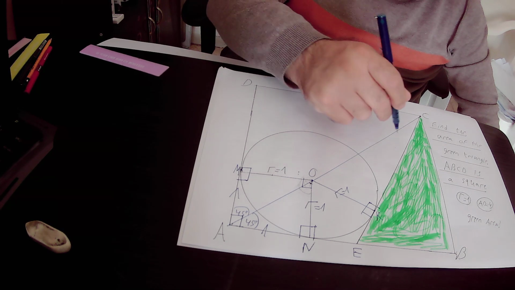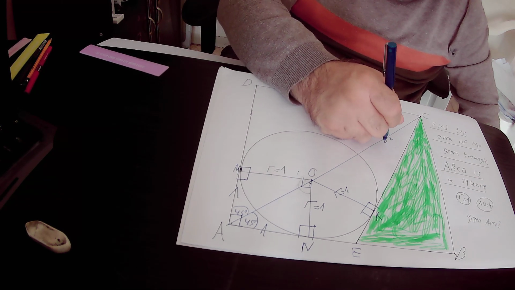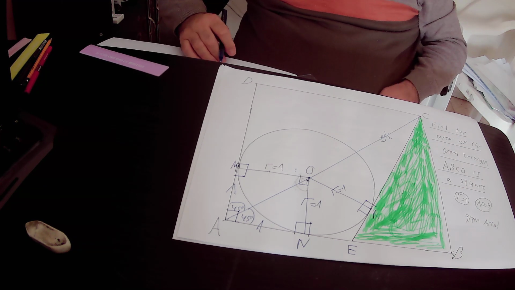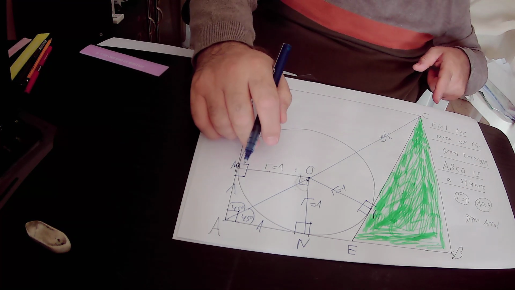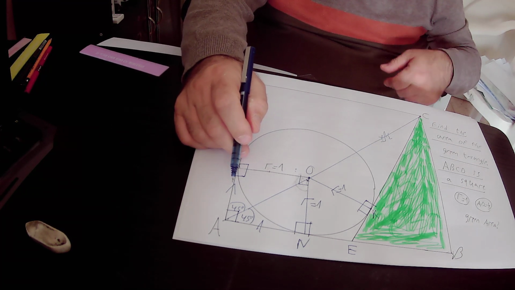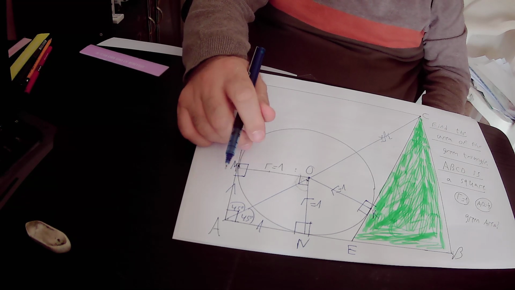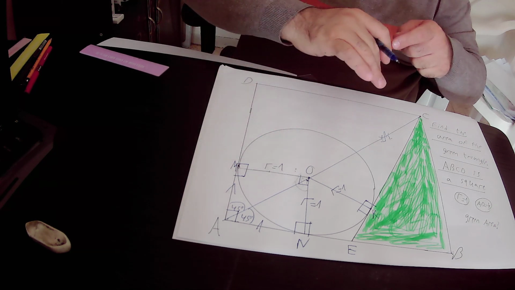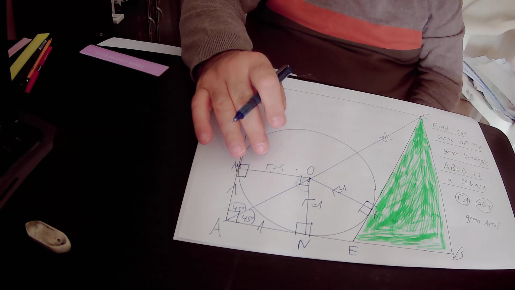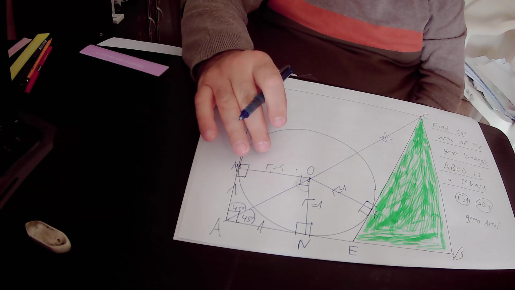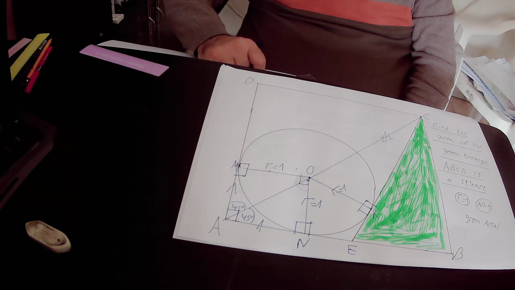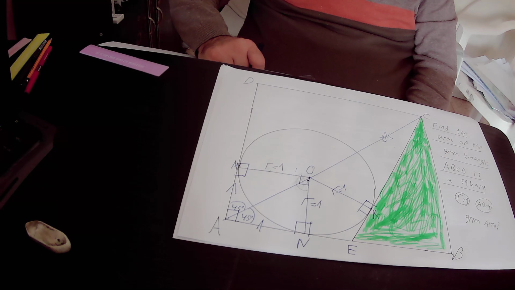So you can write here that CO equals 3 times square root of 2 units, because it equals CA, that is 4 times square root of 2 units, minus OA, this is 1 times square root of 2 units, and 4 times square root of 2 units minus 1 times square root of 2 units equals 3 times square root of 2 units. So we found out the value of CO.